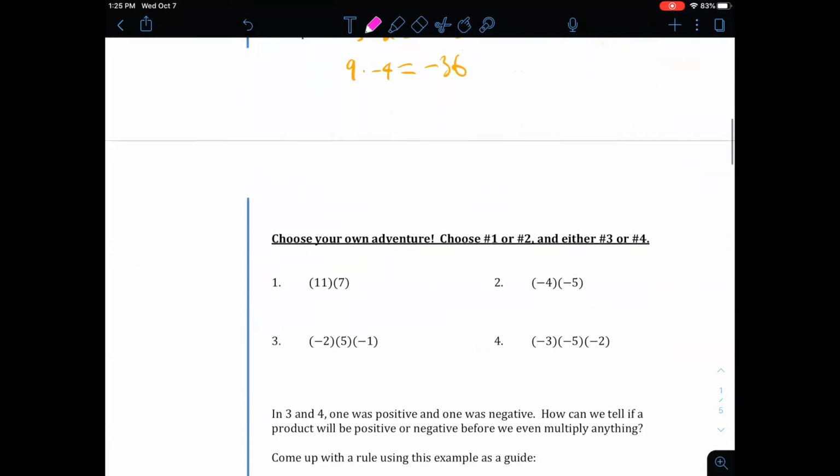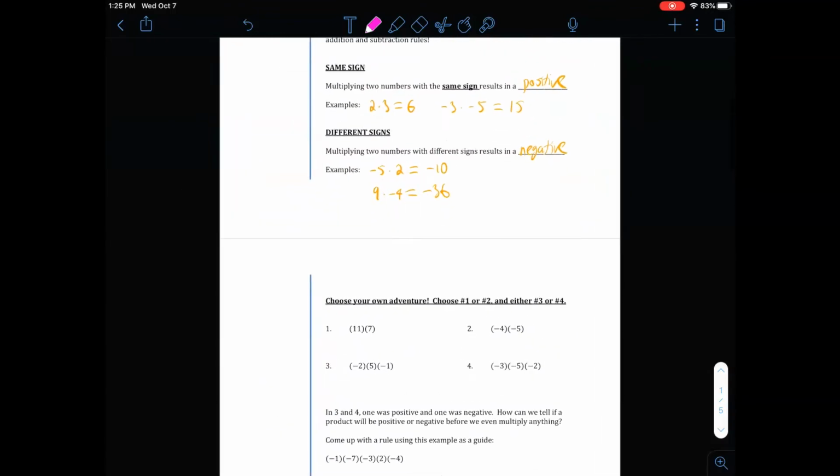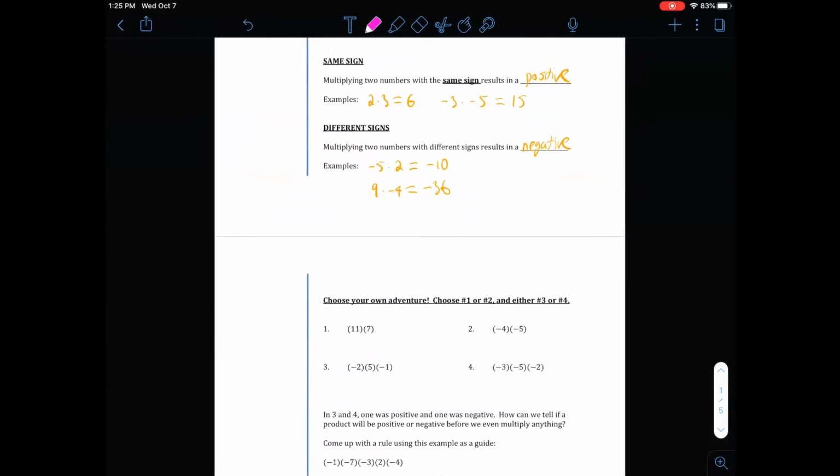So, all right, here we go. Choose your own adventure. I'll leave this up here so you guys can see it. Choose either 1 or 2, and either 3 or 4. Go ahead and give these a try.